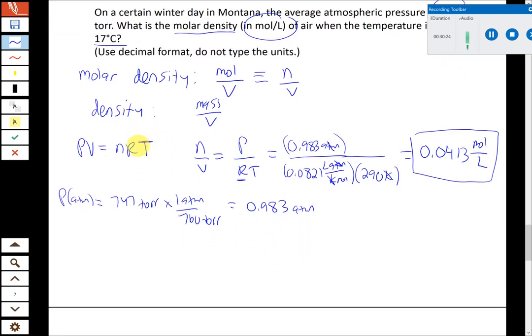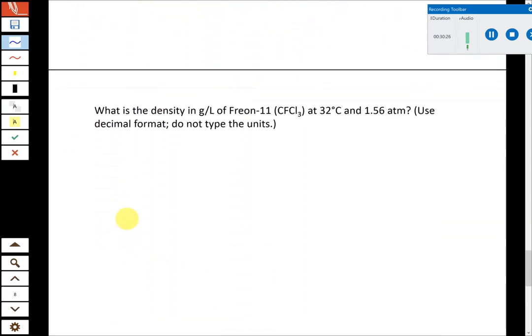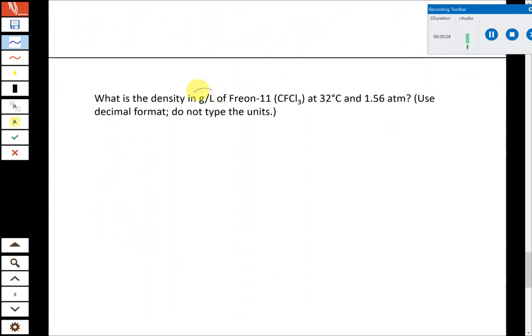Now the other type that's more common, which I'll do now, is dealing with the regular density for a gas, which is usually going to be in grams per liter. So what we have in this problem is we want the density of CFCl3 at 32 Celsius and 1.56 atmospheres. Believe it or not, this is something totally different. Now we have to deal with density in grams per liter. How do we approach that?